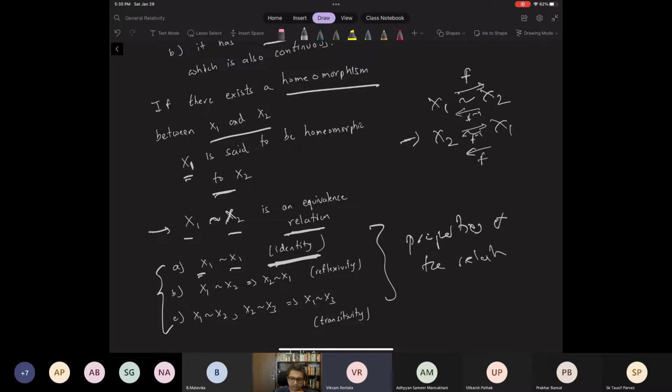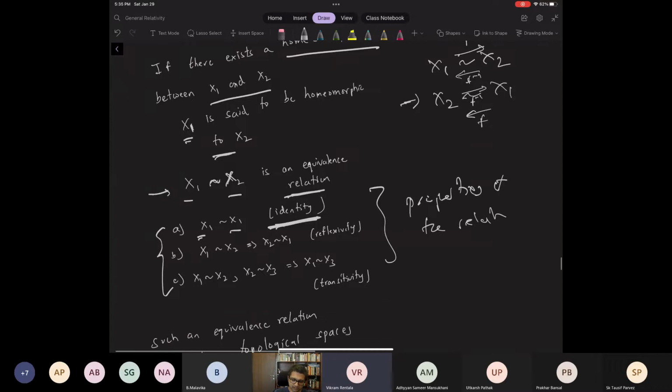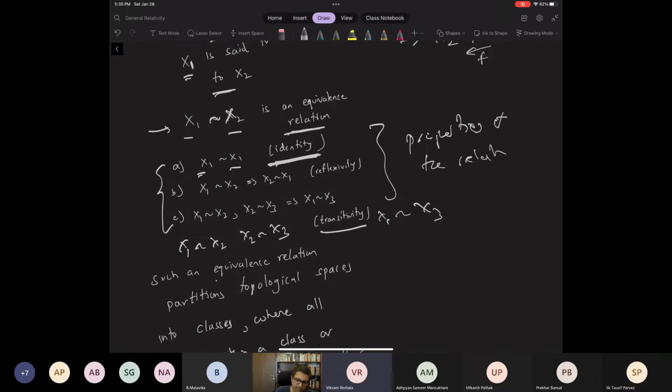Okay, and therefore x2 is also related to x1. And the third condition is transitivity: if x1 and x2 are homeomorphic, and x2 and x3 are homeomorphic, then x1 is also homeomorphic to x3. Such an equivalence relation, which satisfies these three properties of identity, reflexivity, and transitivity, partitions the space on which these relations act.